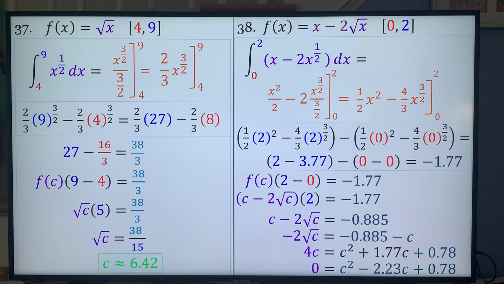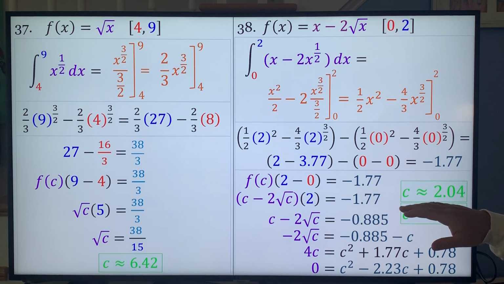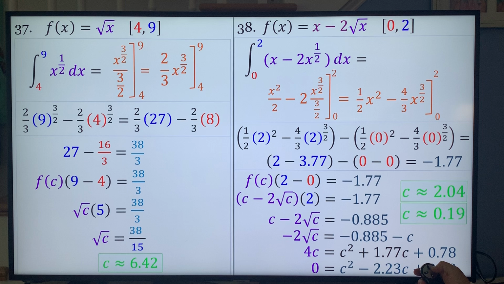Now how do I solve for c here? I factor, right? Use the quadratic equation. If you use the quadratic equation, you get about 2.04 or 0.19. You can have more than one value for c. It's a little weird though, right? Quadratic equation: negative b plus or minus the square root of b squared minus 4ac, the whole thing over 2a. That's how I get that.